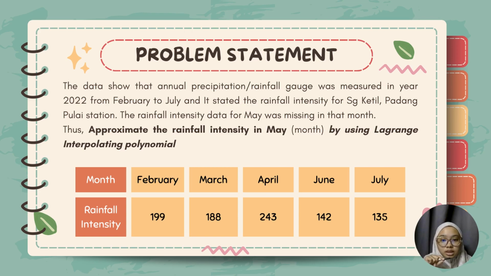So here is the table. For month February, the rainfall intensity is 199. For March it is 188. For April, 243. June is 142 and July is 135. So we have to find the missing data in May by using Lagrange interpolating polynomial.